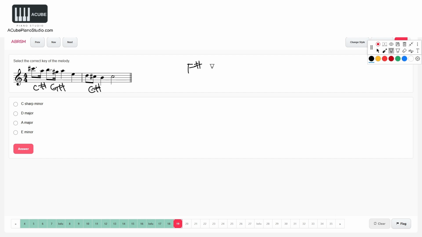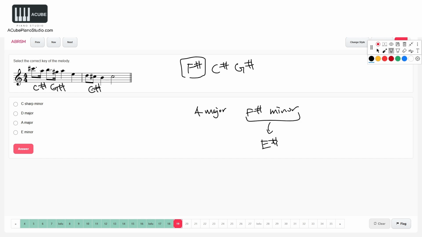Before you can have C sharp in the key signature, you must first have F sharp, then followed by C, then G. If you have these three sharps, it is either A major or F sharp minor. But for F sharp minor, you should sharpen the 7th note, so you should have E sharp. So let's take a look at this. The first thing, I don't see any F sharp because there's no F note here.